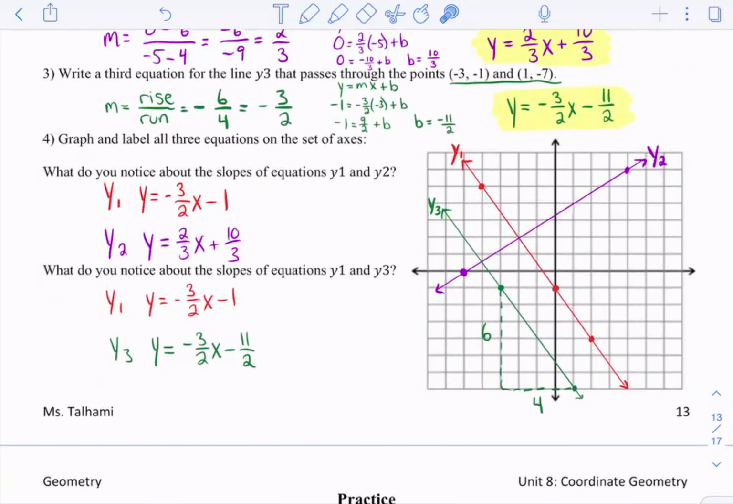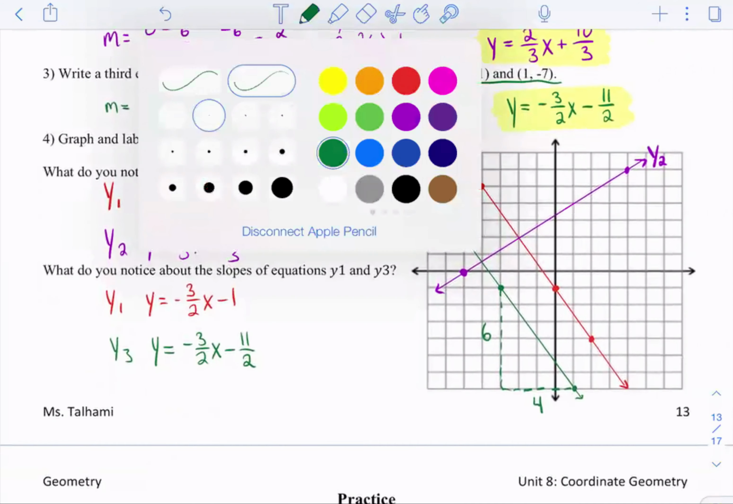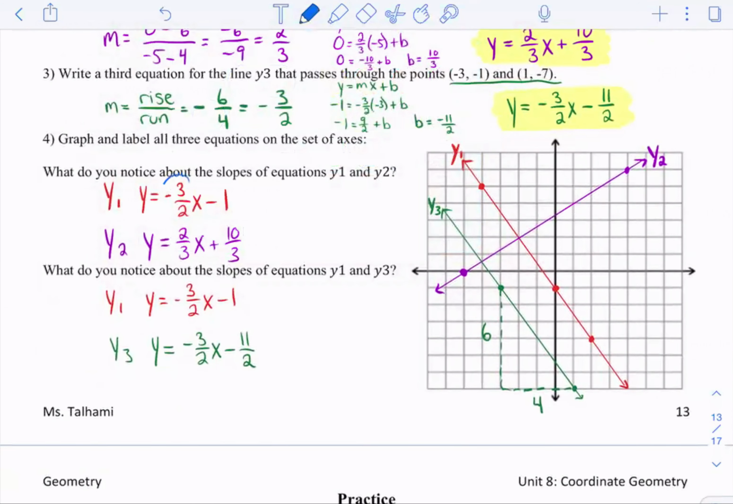So for number 4, it's asking, what do you notice about the slopes of equations y1 and y2. So it's this red line and this purple line. Now, if we take a look here at their slopes, the slope for y1 is -3/2, and the slope for y2 is a +2/3. What do you notice? Miss Murphy, what do you notice?